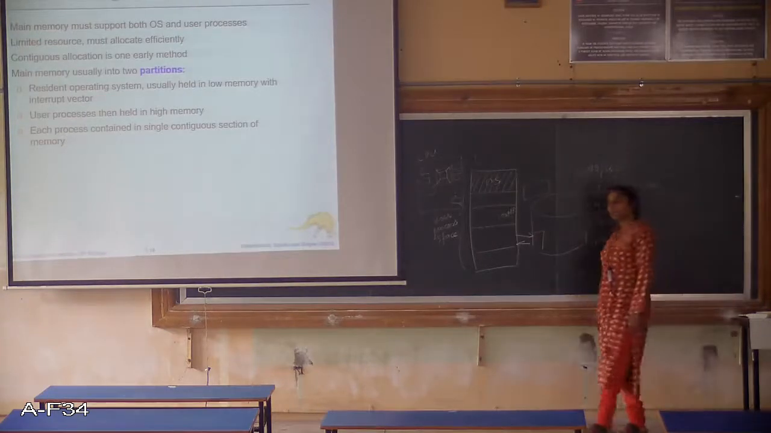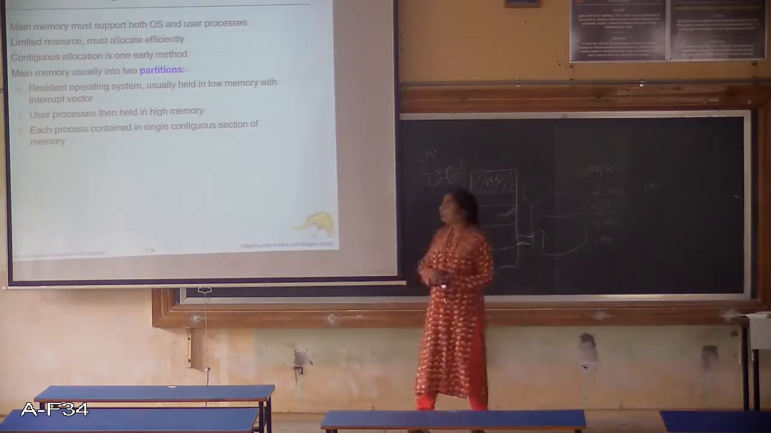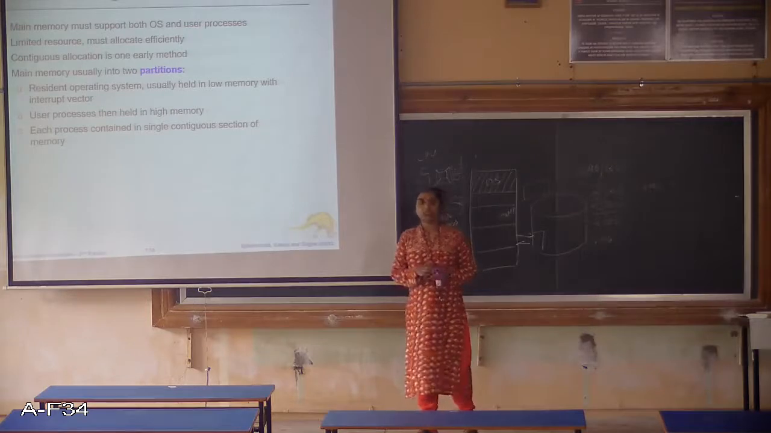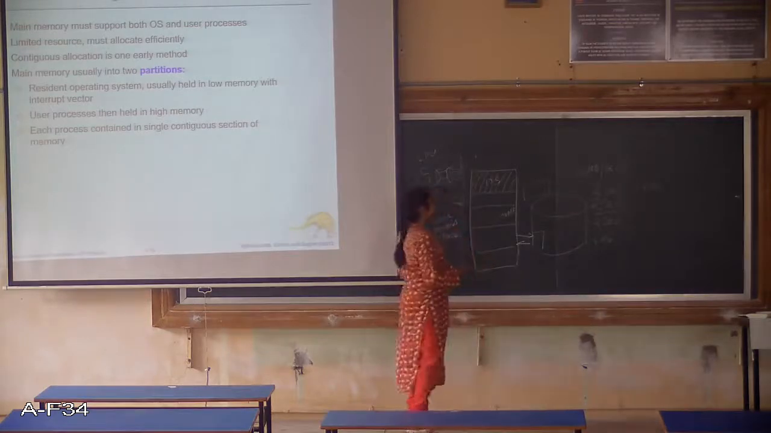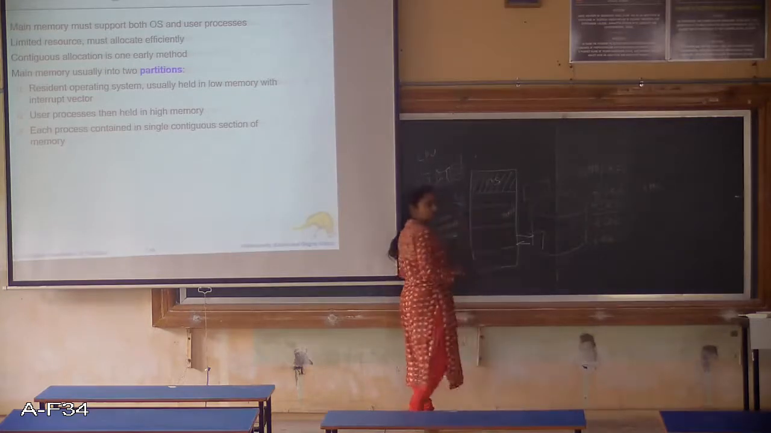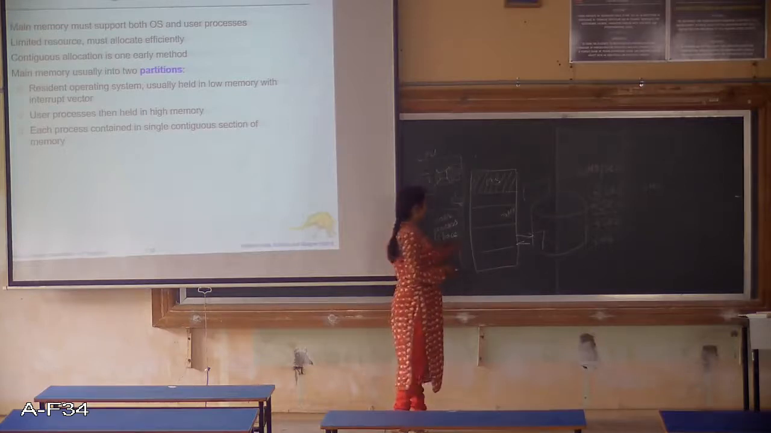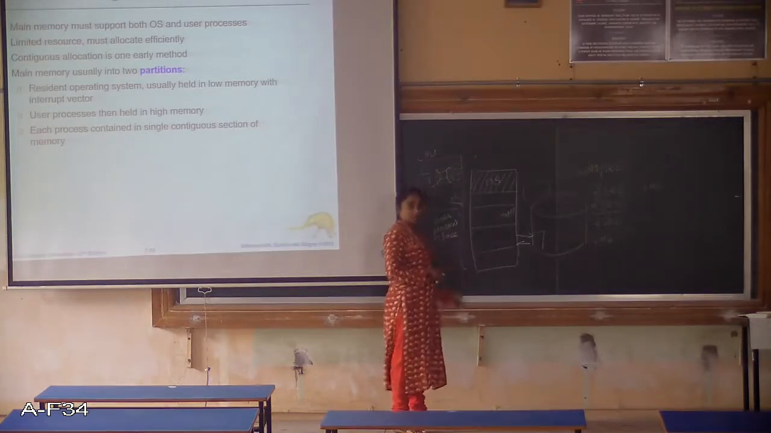Now, we started with contiguous allocation. So we will start again with the contiguous allocation today. Contiguous allocation is allocation of memory. If your file is 100 MB, it has to be given from the main memory. If your file is 200 MB, then you have to search for a 200 MB space and allocate it.